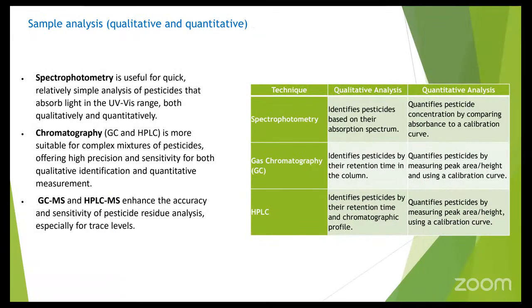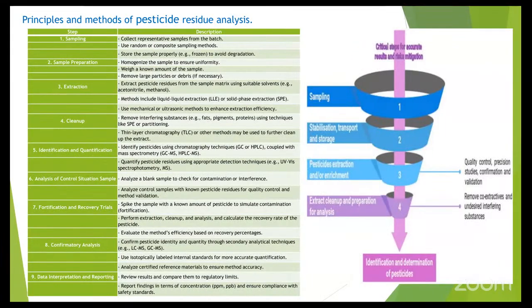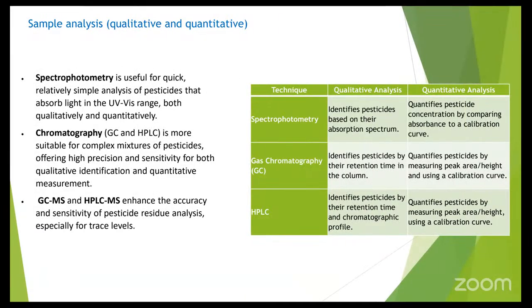Then sample analysis qualitatively and quantitatively has to be done. So after the sample processing has been done by following all these steps, that sample has to be analyzed for identification and quantification of various groups of pesticides. There are various methods available for the identification of the pesticides: spectrophotometry, chromatography, enzyme-linked immunosorbent assay (ELISA), and biological methods.